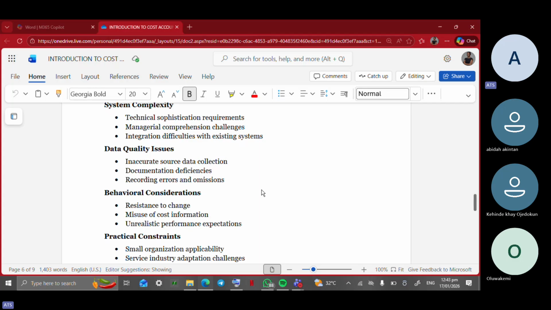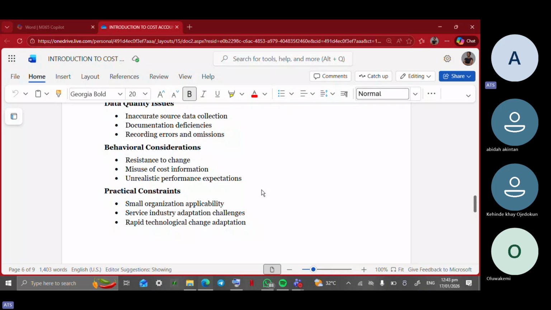Then there is also behavioral consideration, because yes, some employees might be resistant to change. They might misuse the information. Through this you might even set unrealistic performance expectations, right? Because as I mentioned, not everybody is an accountant, right? So there might be too much pressure on them.